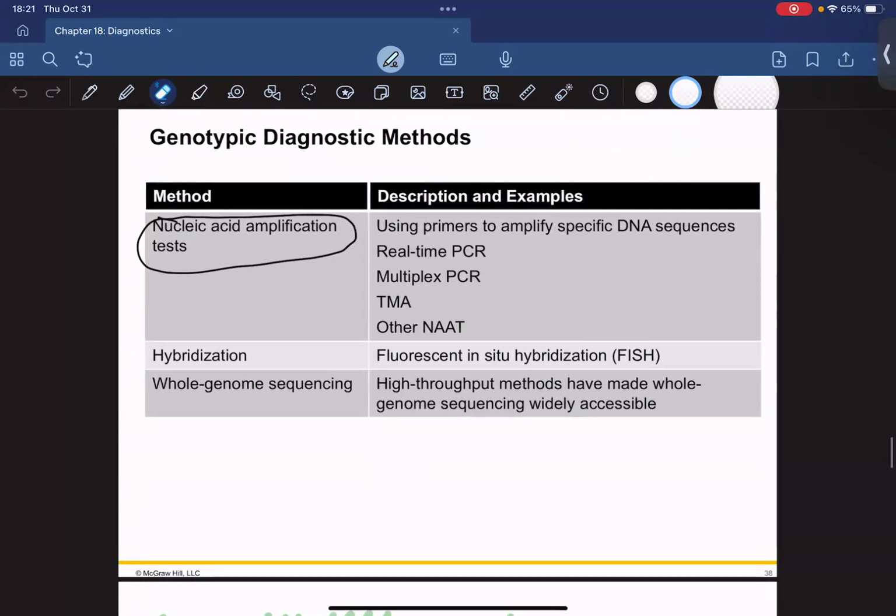Next is our genotypic tests. A lot of these, if we're talking about PCR or anything else that amplifies DNA or any sort of nucleic acid, are called nucleic acid amplification tests.